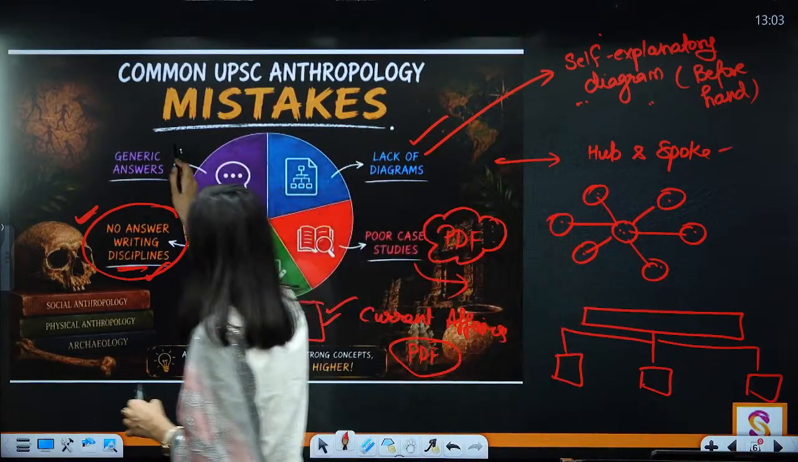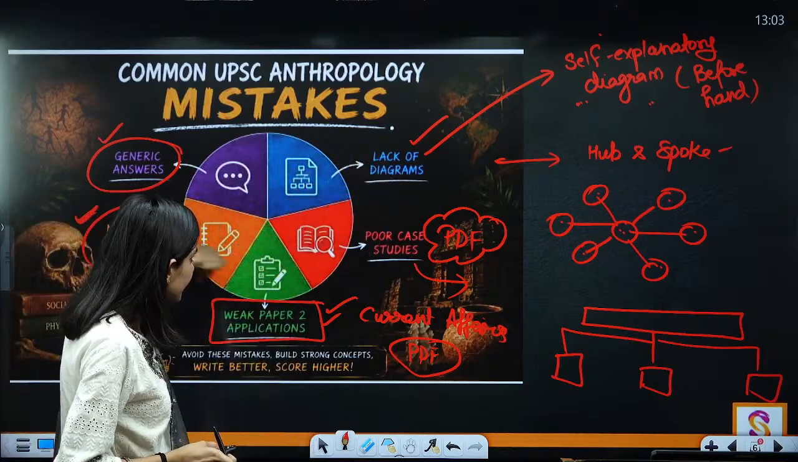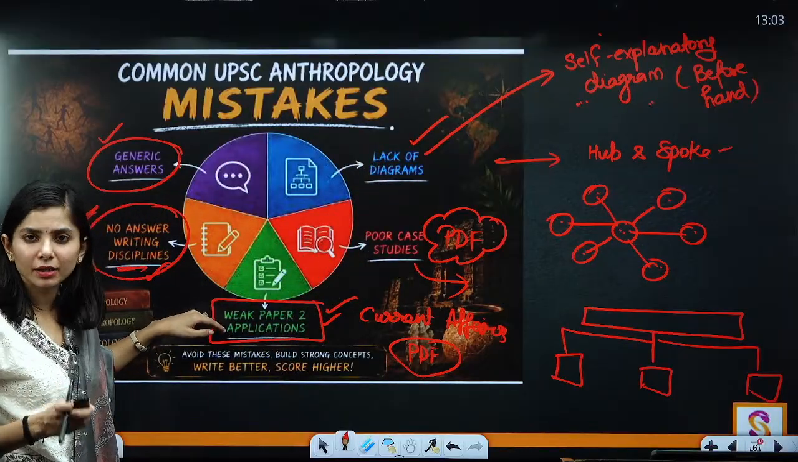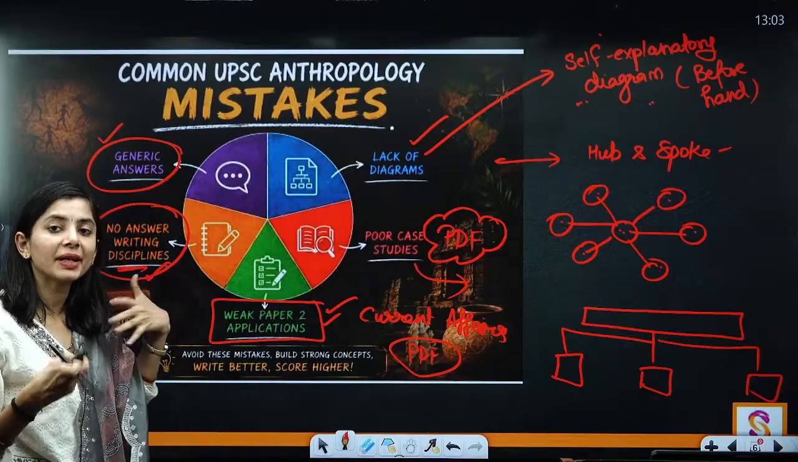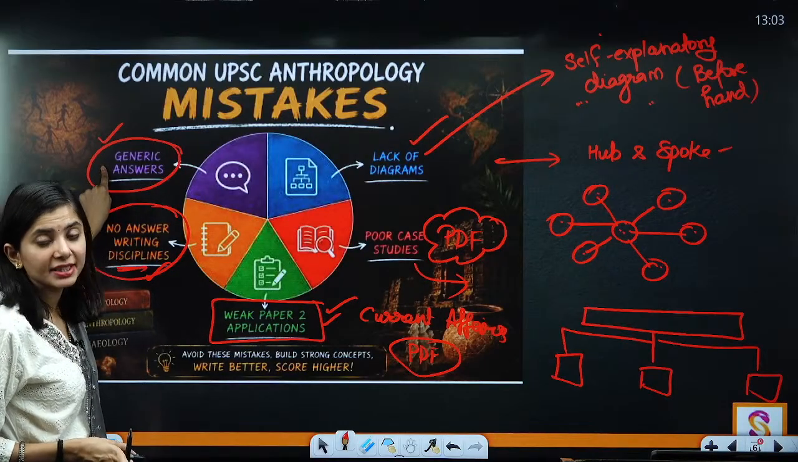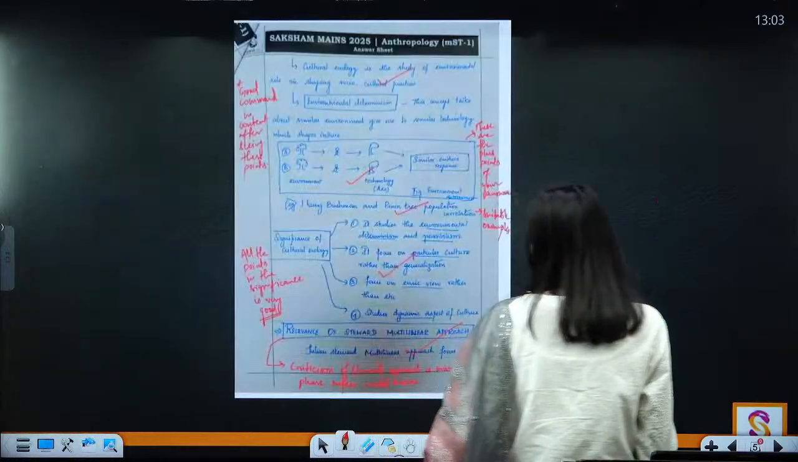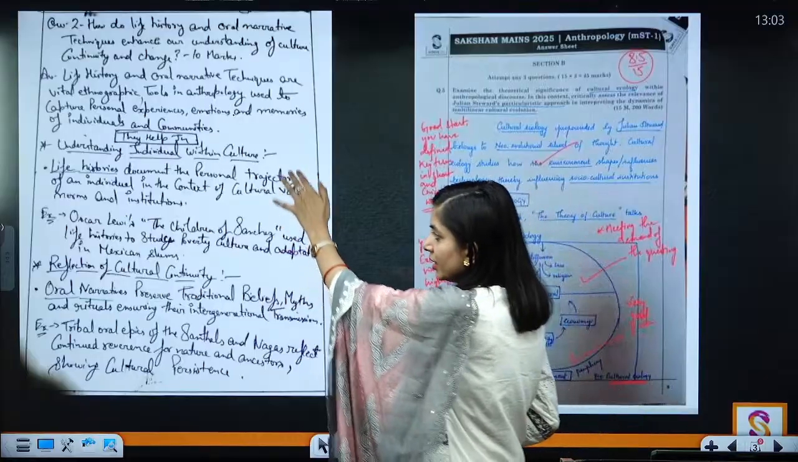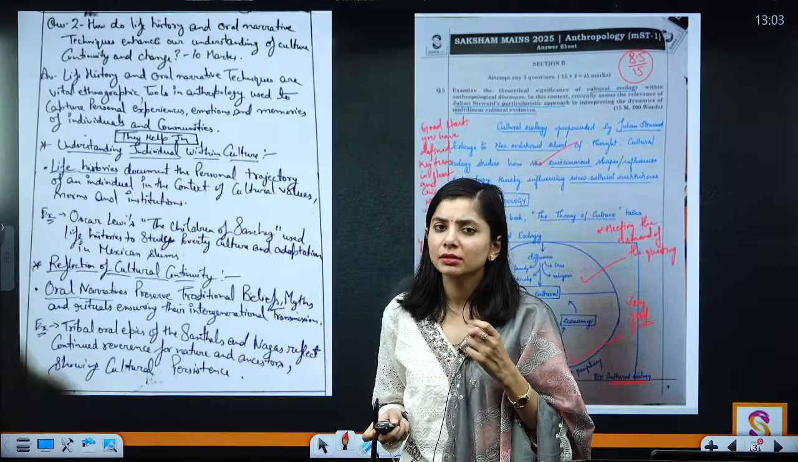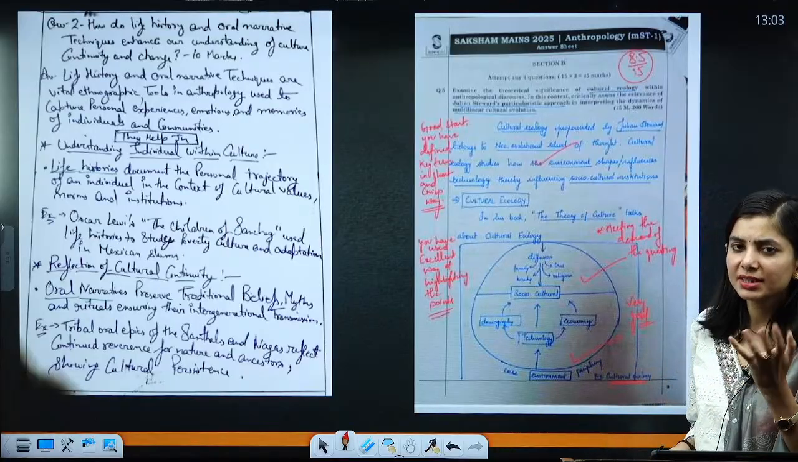Okay, now the next part: generic answers. If your answer has no diagrams, poor case studies, a weak Paper 2 application, and you are not practicing answer writing on a daily basis, your answer will look generic. Because it looks generic, it will get generic marks. For example, for this particular answer you will get around 4 out of 10, but for this type of answer you will get around 6 or 7.